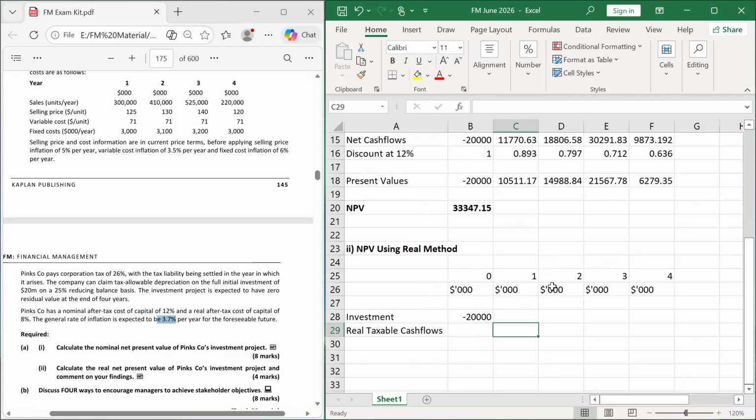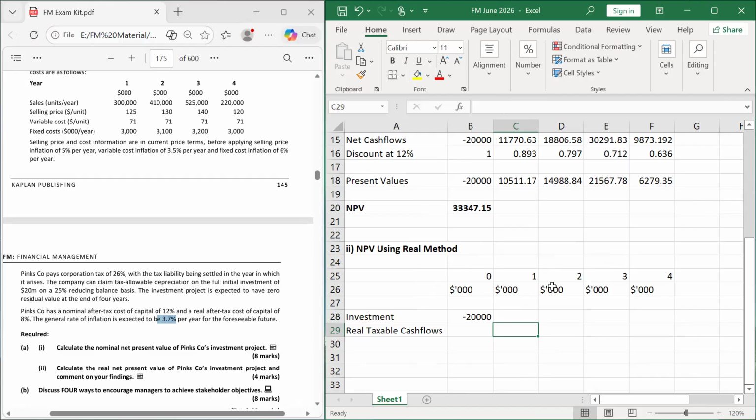Now, to convert the nominal taxable cash flows into real taxable cash flows, you will take whatever the nominal taxable cash flows are, and divide that cash flow by 1 plus r power n. Remember in the management accounting, I told you how to calculate the future value and the present value. Future value was present value multiplied by 1 plus r power n. It means you were increasing the present value to the future value. You were inflating the figures, right?